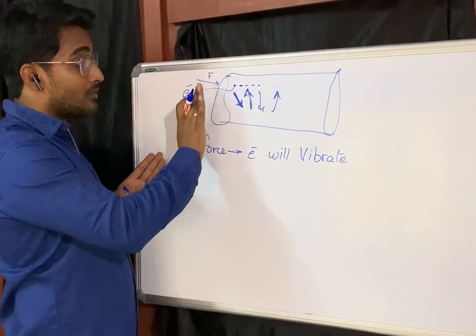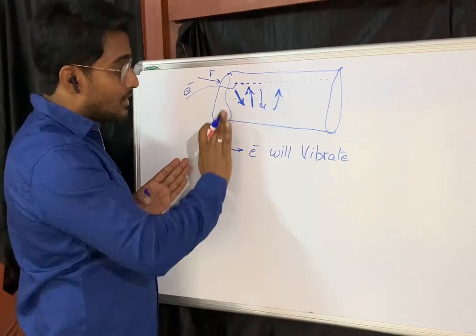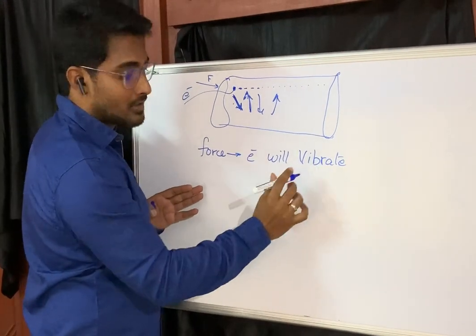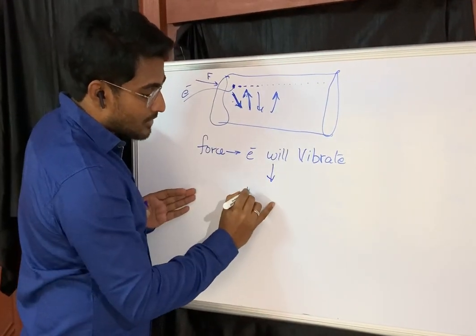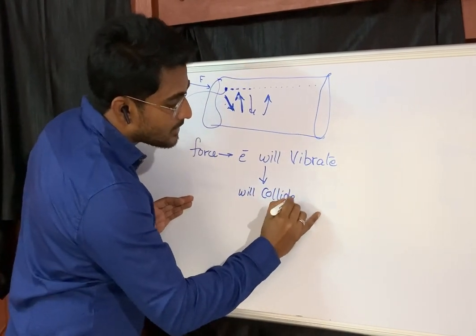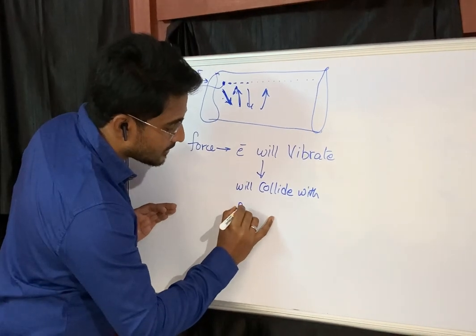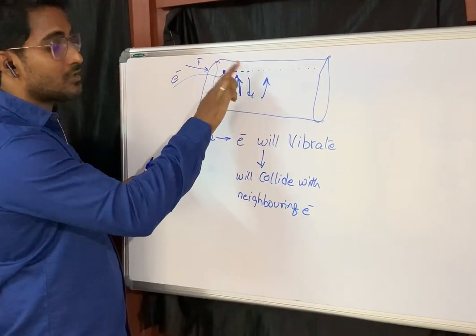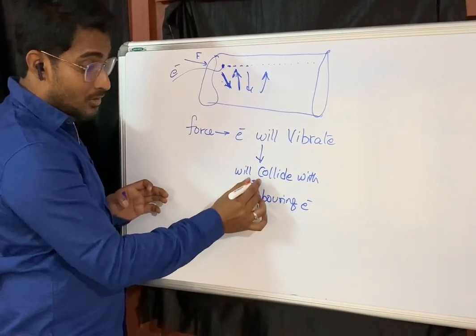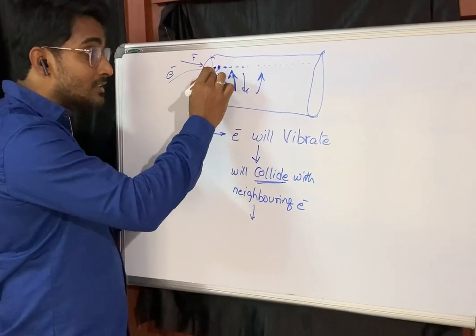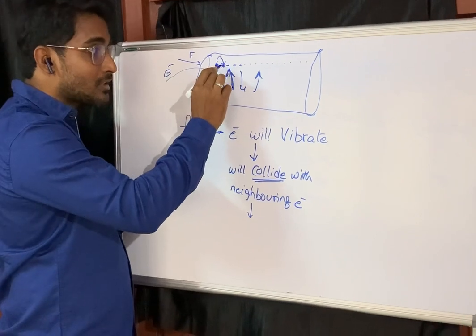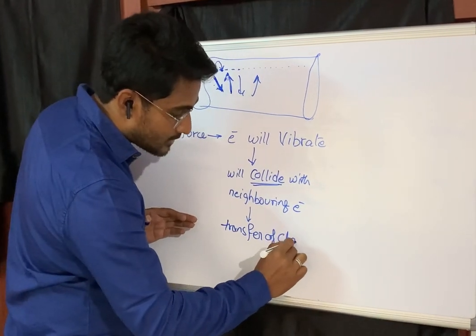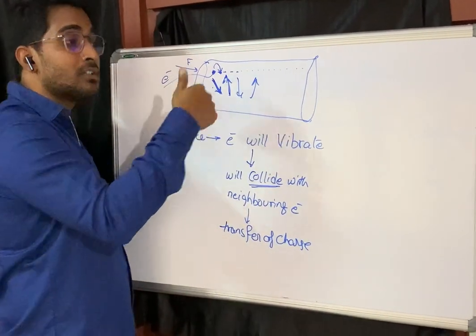Now, what will happen if you supply some force? That force will directly enter the conductor, and in this conductor we have a number of electrons. This electron will vibrate, and this vibrated electron will collide with the neighboring electron. With these collisions, this electron collides with another electron. Now transfer of charge will take place. Yes, with this collision, charge is transferred to the very next electron.